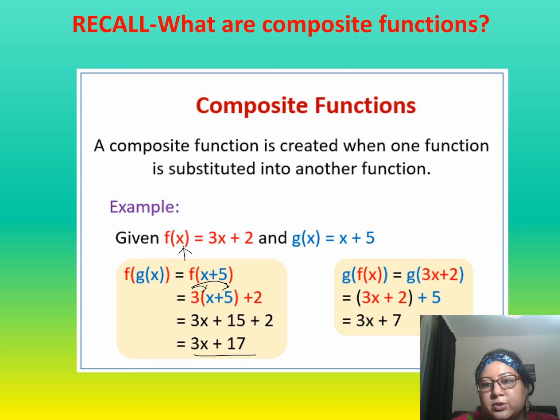So we substitute the value of f(x), that is 3x plus 2, and now we go to the definition of the function g(x), and here wherever there is x we are going to be replacing it with 3x plus 2. Let's simplify this expression as well, and in this case it comes out to be 3x plus 7. So I hope you can clearly make out here that these two values are different. So f of g(x) is not equal to g of f(x).